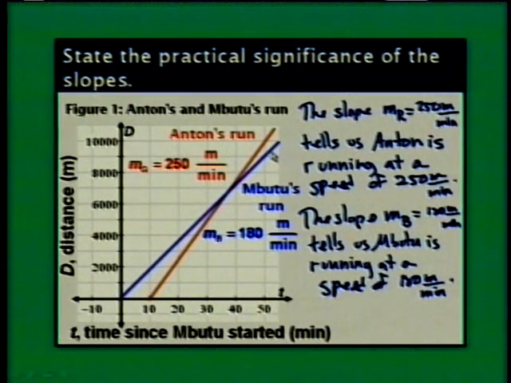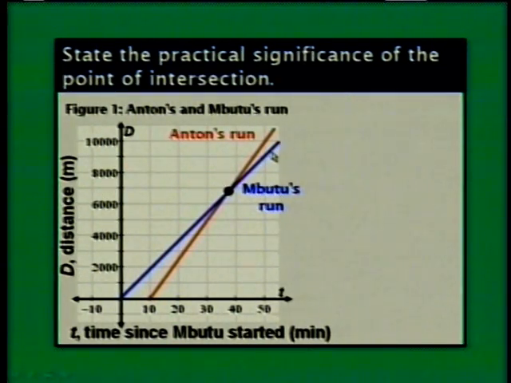There's a bunch of other questions we can ask in the context of this problem. For example, let's think about the practical significance of the point of intersection. The coordinates of this point I can estimate from the graph. The coordinates of this point seem to be about, let's say, 38, 6,900.